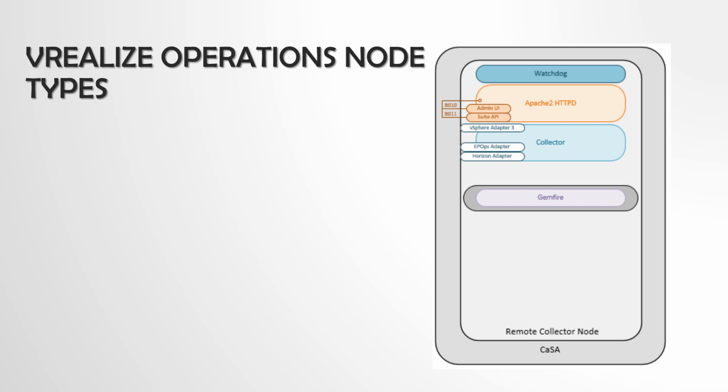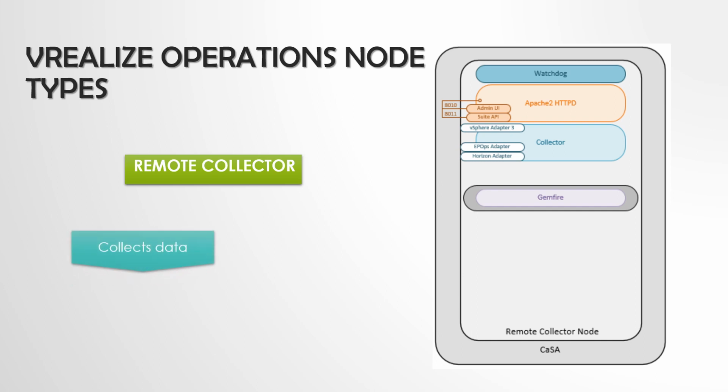Now the next node is the remote collector node. Its only job is to collect the data from the sources and then send the data to the data nodes or the nodes of the cluster. We deploy this node so that we can fetch the data from remote sites, or if we want to separate the processing load and the collection load. Now this node has only two components: one is the collector and the other is the admin UI plus the watchdog service.